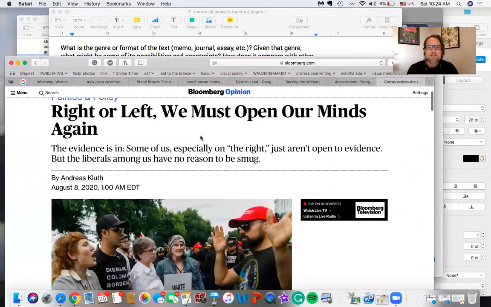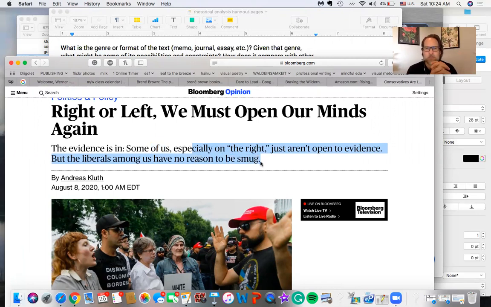All right. "Right or left, we must open our minds again." Bloomberg News. Who's Bloomberg News? A little left of center, but associated with Michael Bloomberg, but not run by him. It's not his blog. It's an actual site online for news, similar to news organizations like the New York Times and Wall Street Journal. Interesting the way that they're trying to use terminology. "Some of us, especially on the right, aren't just open to evidence, but liberals among us have no reason to be smug." So very interesting clientele they have.